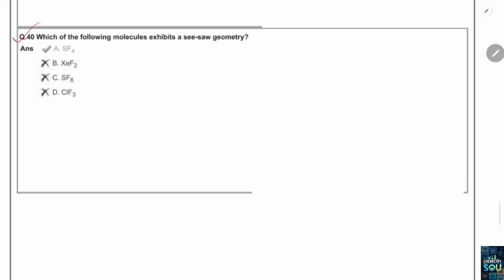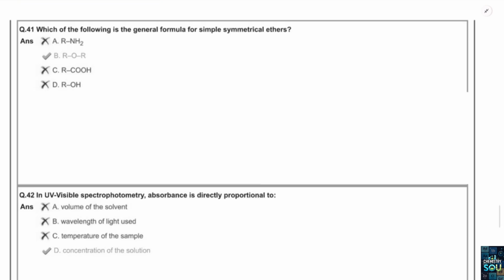In question number 40, which of the following molecules exhibits a seesaw geometry? The SF4, this is sulfur, total 6 electrons. So this is this, and this is a lone pair, 1, 2, 3, 4 and 5, 6. So this is a seesaw geometry. Option A is correct. XeF2 is linear, this is octahedral, and this is T-shape. Option A is correct.